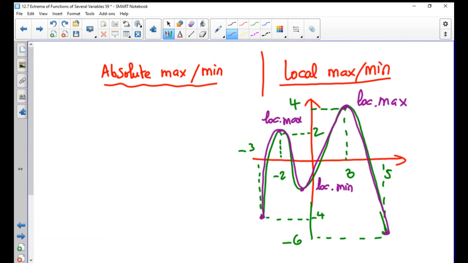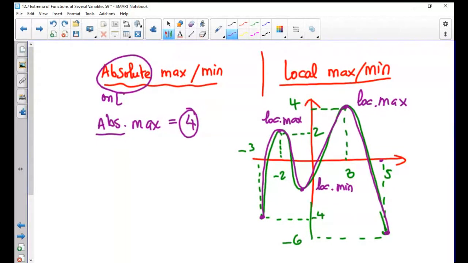Now, the absolute maximum of this function is the number 4, the value 4. That's actually the biggest value of this function on the interval. Absolute maximum is always on a certain interval. We are looking at this function on the interval from -3 to 5. Its absolute maximum is 4.